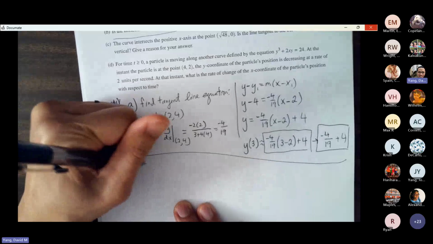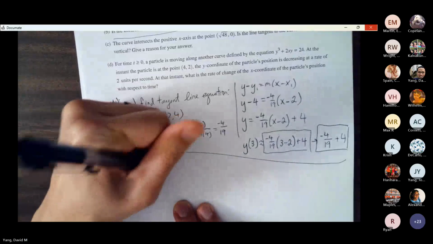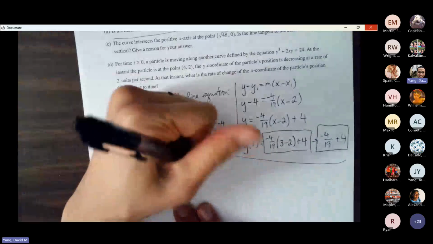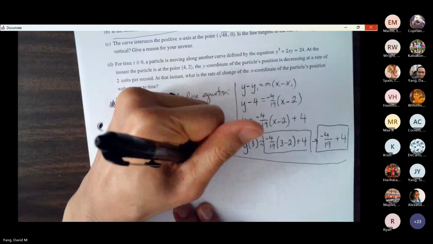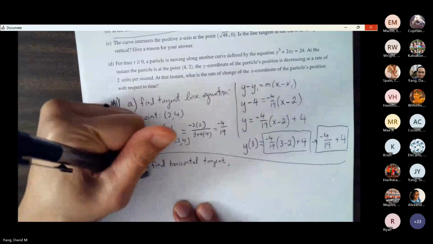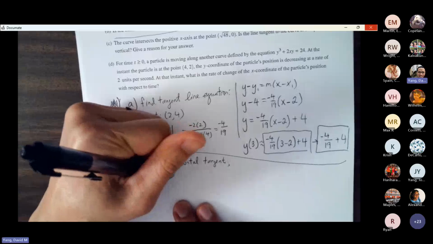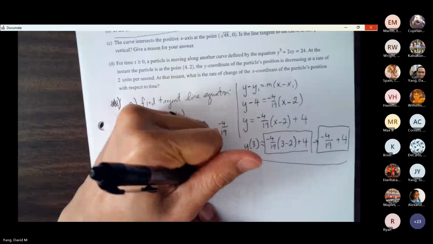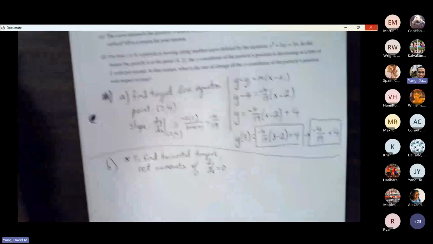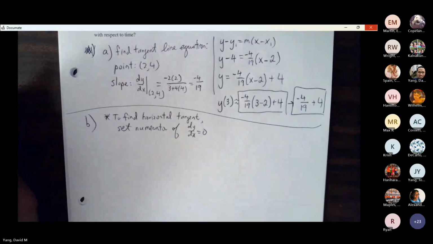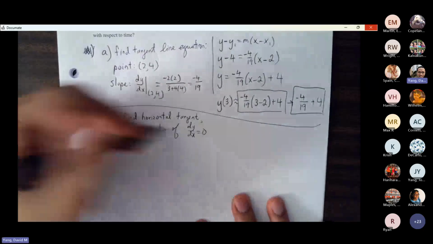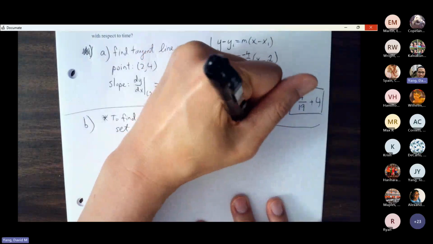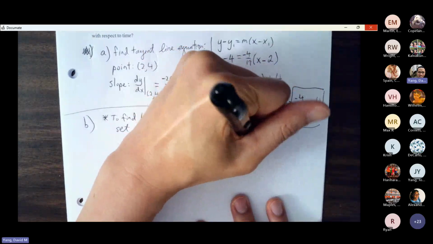So to find horizontal tangents, basically where the graph is going to show a slope of 0, you're going to set the numerator of your derivative equal to 0. That's how you can find that potential location. So we have our dy dx being negative 2x over 3 plus 4y.